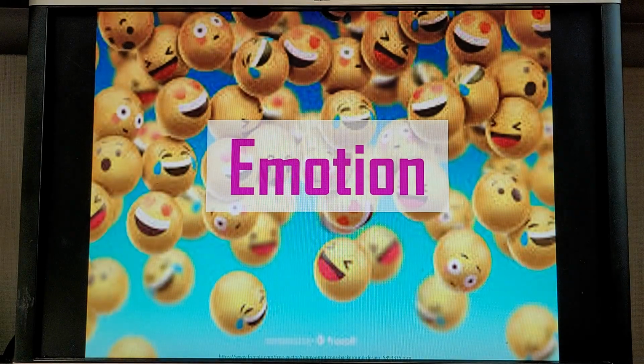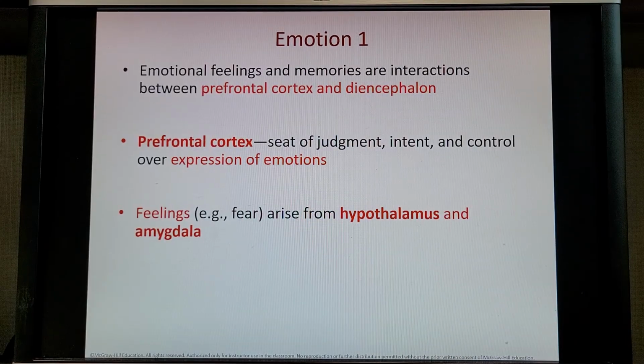Speaking of emotion, let's move to that function. So for our emotions, we have different parts that affect that. One would be our prefrontal cortex. So when it comes to expressing emotions, especially if your brain has been fully developed, it's a whole lot easier to express your emotions in a socially appropriate manner.